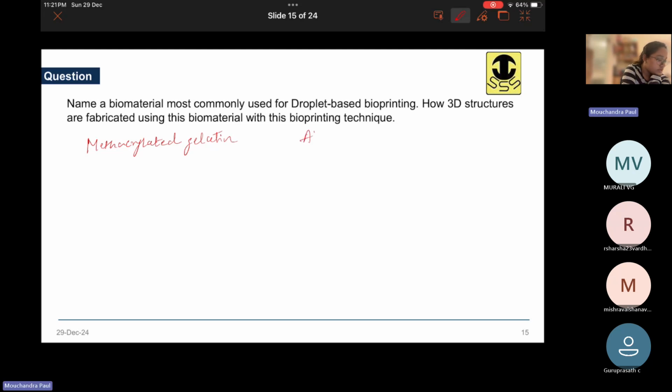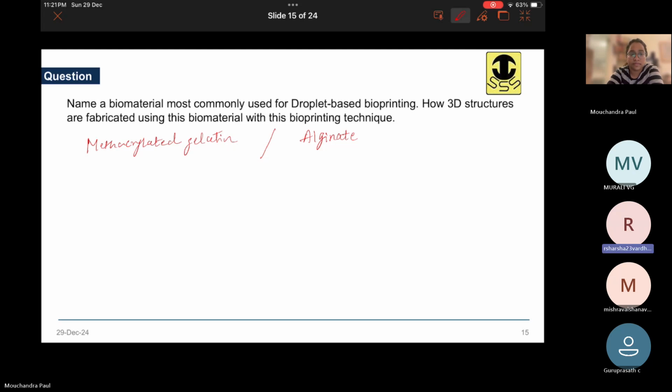Alginate is also very commonly used for this droplet-based bioprinting. Now, tell me for either material, if you're using either of these materials to create a 3D structure using droplet-based bioprinting, how will you proceed? How will your steps look?